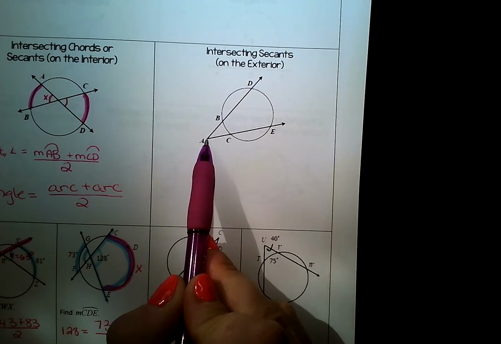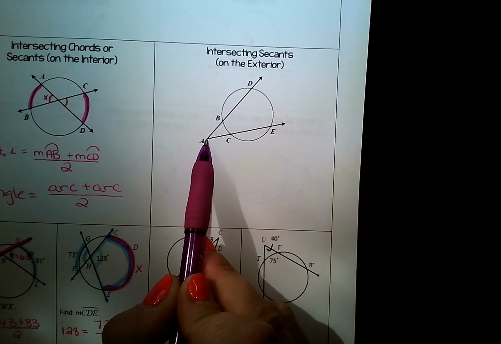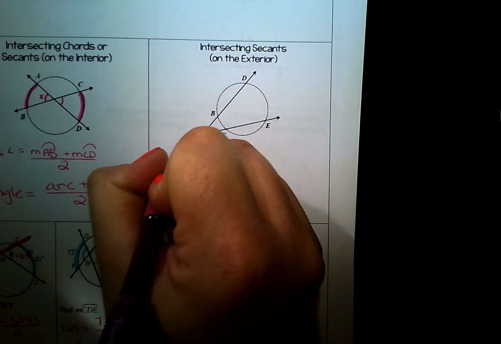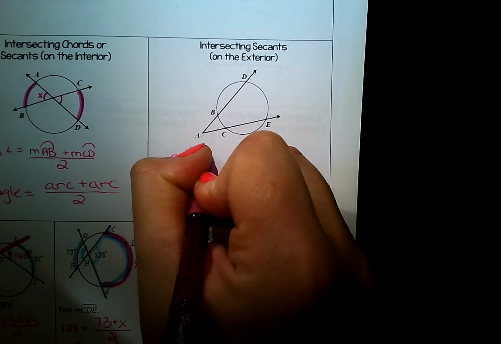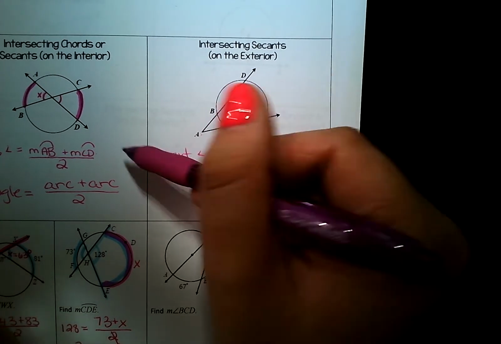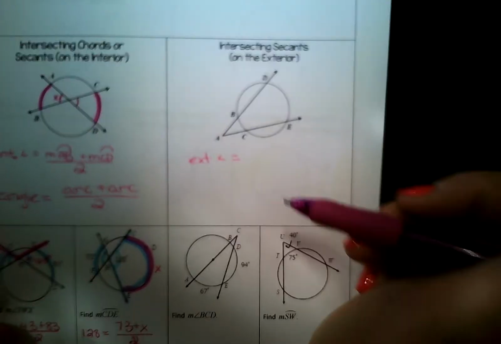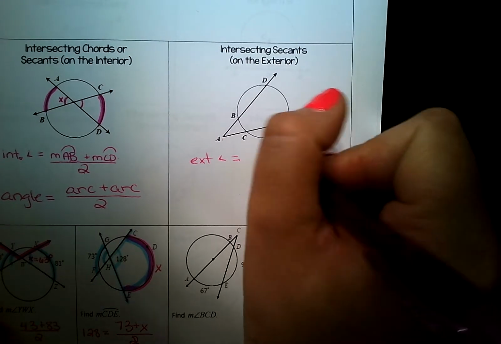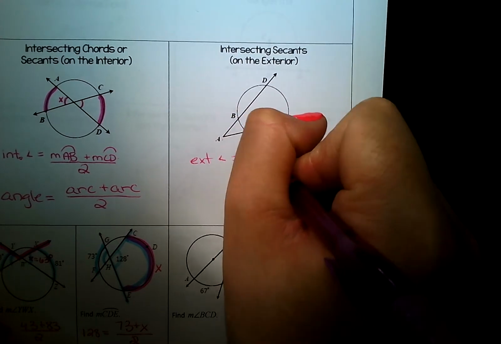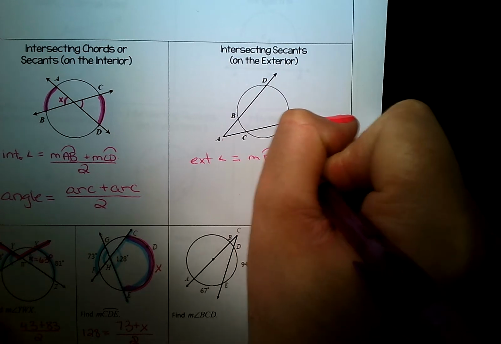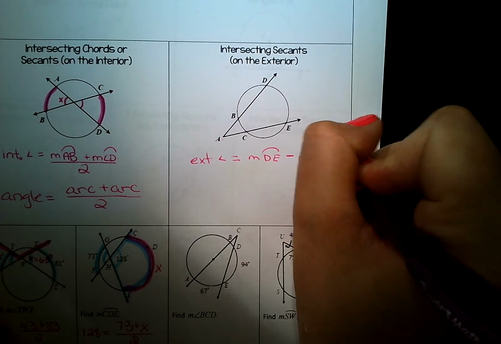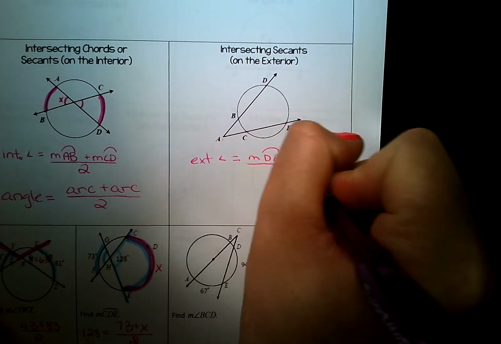Notice that the point of intersection is outside of the circle, okay? Therefore, the exterior angle, okay, it's also very similar to this formula we just walked through, but this time it's going to be the larger intercepted arc, so the measure of DE, subtract the smaller intercepted arc, the measure of BC, all over 2.